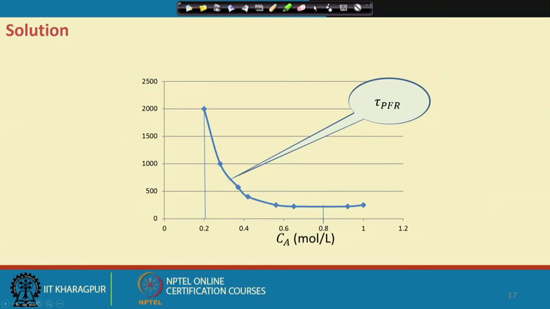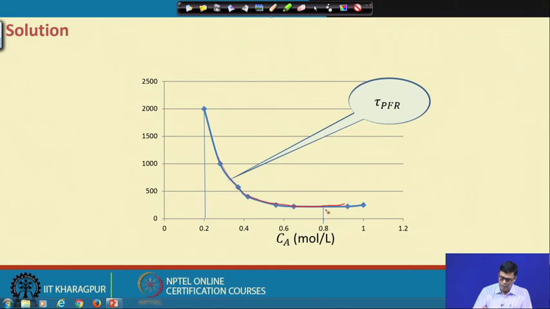So, if you know that, you can give different CA values to get the RA value, and if you know the RA value you can find out the minus 1 by RA value, and then you plot minus 1 by RA against CA. The area under this curve will give you the value of tau plug flow reactor. So, this is how you can find it out. Here you can see the kind of curve we got, and this is 0.8 and this is 0.2. The area under this curve is what we call tau plug flow reactor.